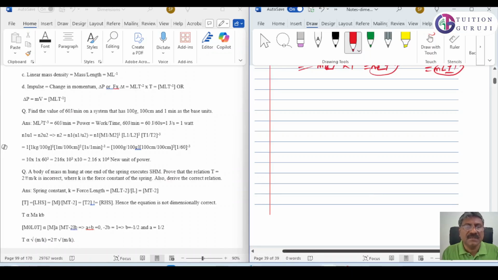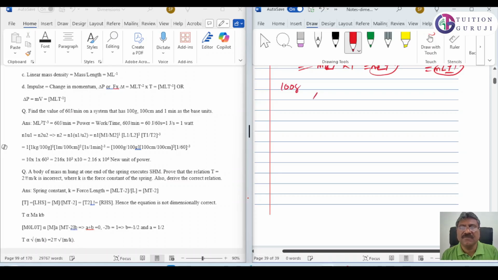Okay. Next one. Find the value of 60 joule per minute on a system that has 100 gram. Okay, the system is having 100 gram. We have to find out the value of 60 joule per minute.